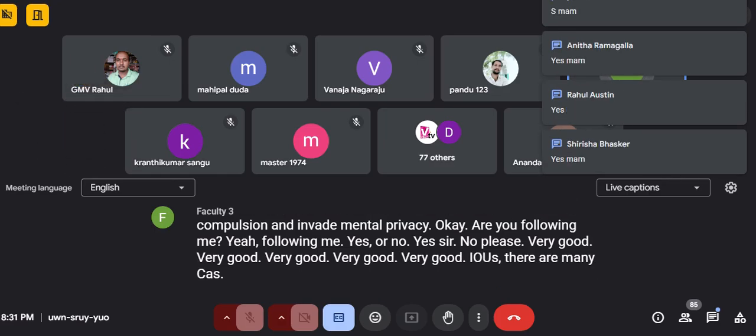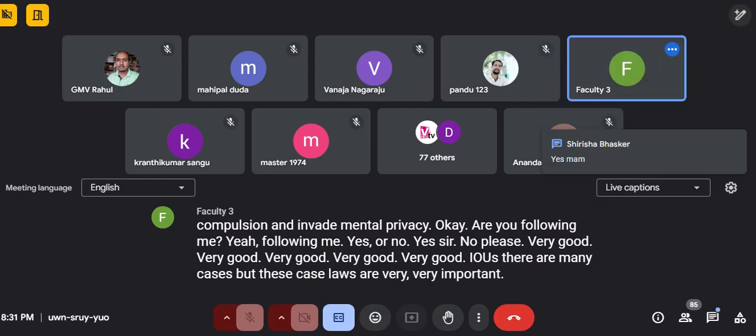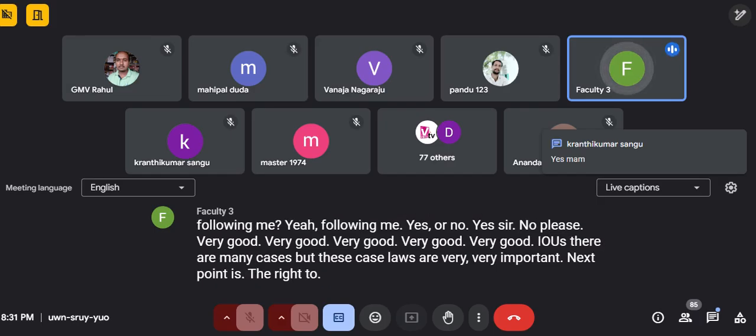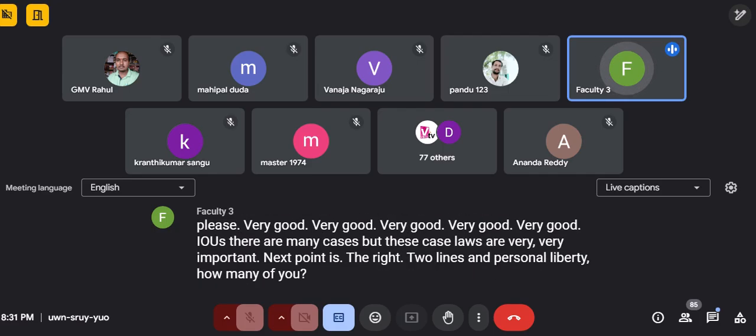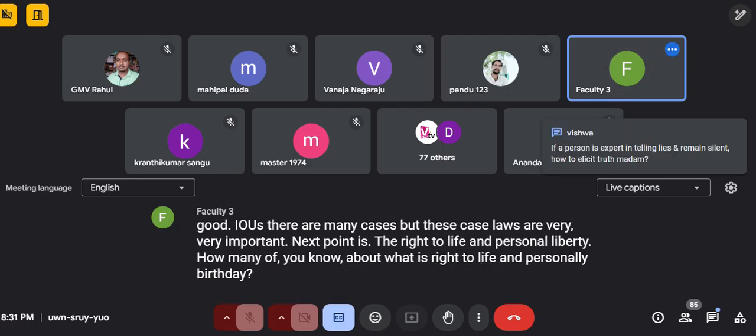There are many case laws, but these case laws are very important. Next point is the right to life and personal liberty. How many of you know what the right to life and personal liberty is? Which article speaks about it?